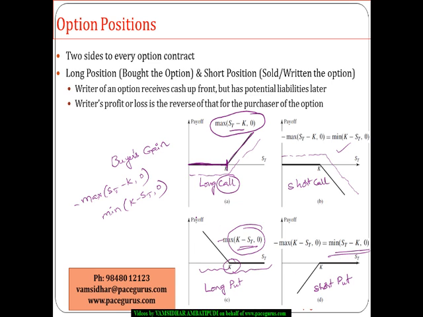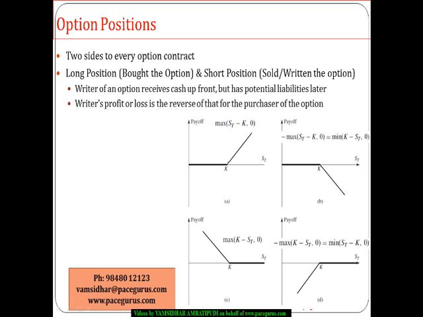If I look at a few more things, a person who has taken a long call will expect the stock price to go up. A person who has taken a long put will expect the stock price to go down in the future. So here it becomes opposite. A short call expects that the price will go down, and a short put expects that the price of the option, the stock price, or the price of the asset is going to go up in future.